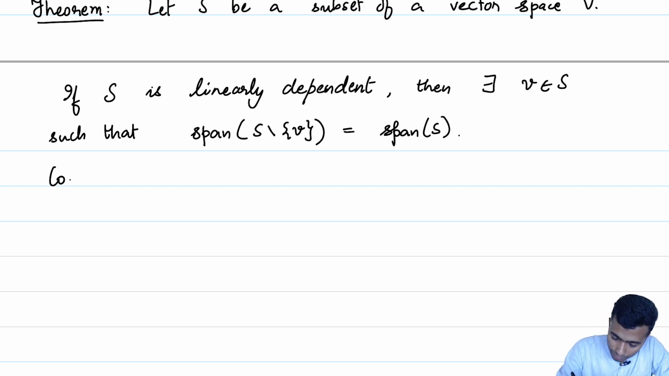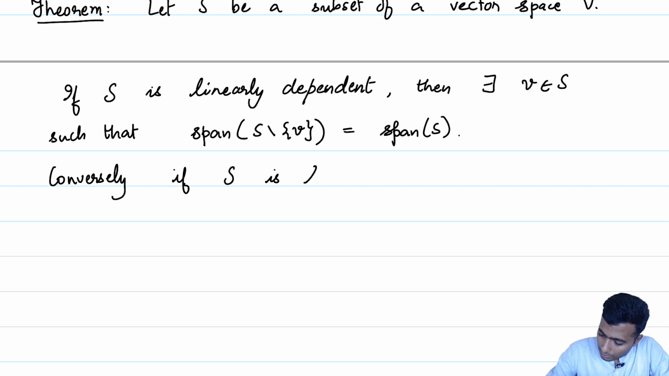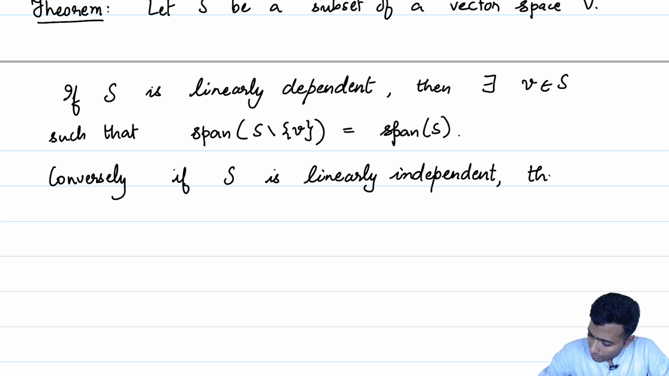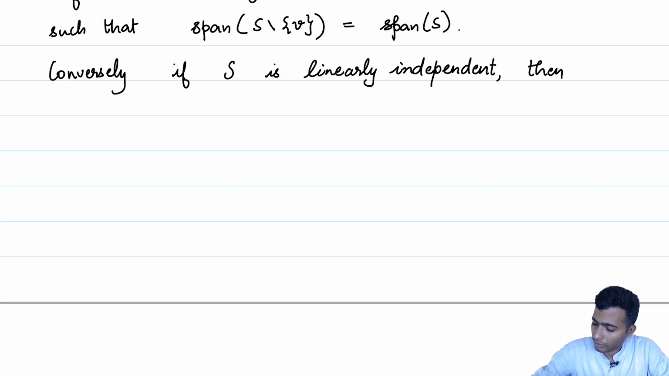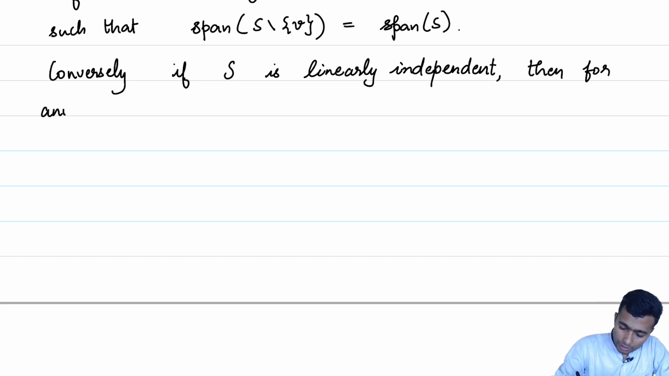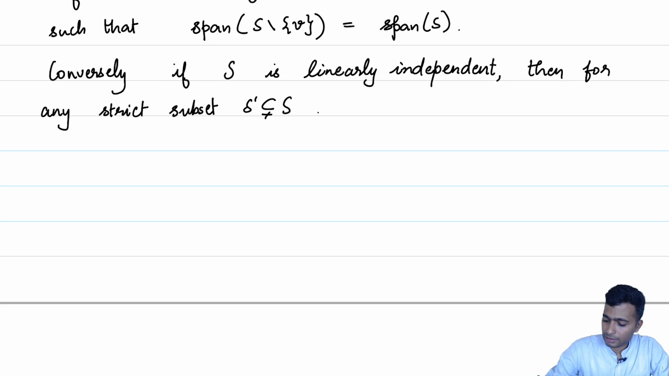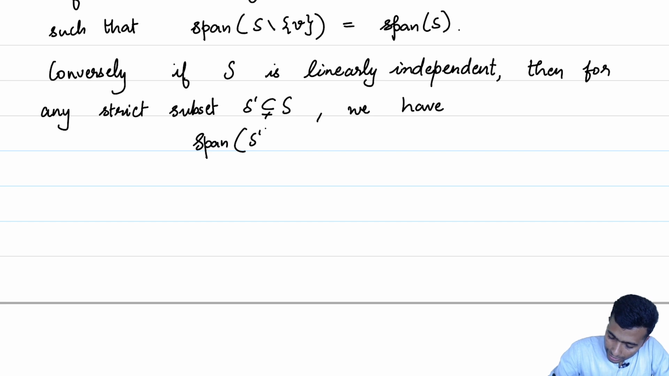We will also write a converse. Conversely, if S is linearly independent, then for any strict subset S prime contained in S, we have span of S prime is a strict subset of span of S.